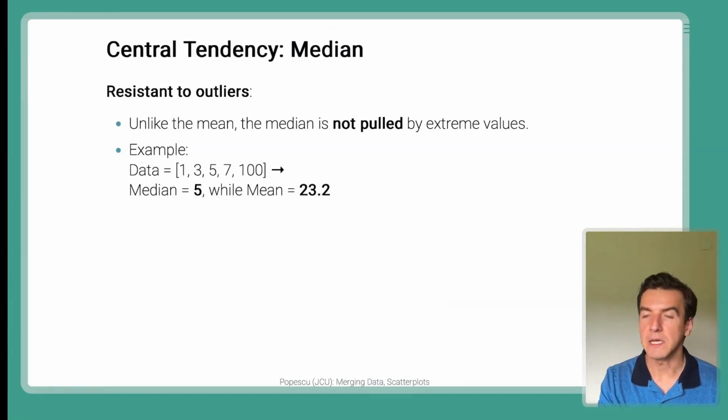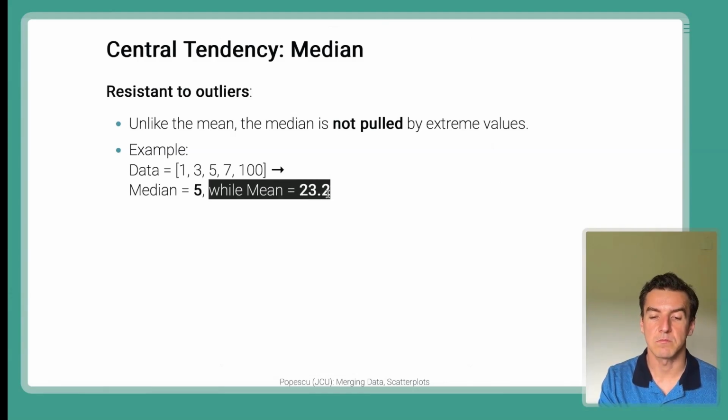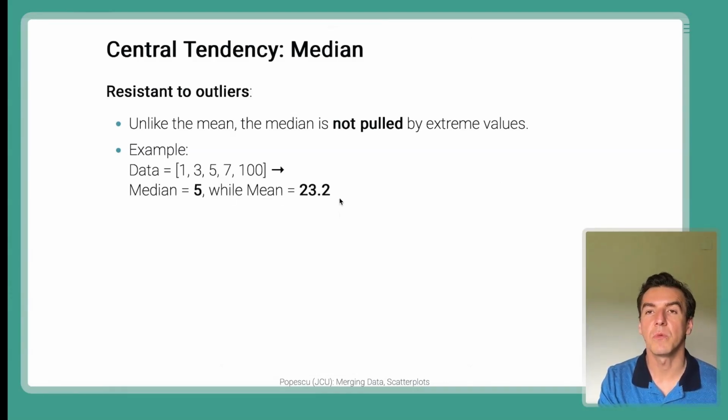So unlike the mean, the median is not so affected by the presence of outliers. So if we look at the previous data set, 1, 3, 5, 7, 100, the median here is simply the middle value, which is 5. The mean, if you remember from the previous slide, will be 23.2. So do you see how 5 is so much closer to these 4 values compared to 23.2? So this is an important example showing how the median is not pulled by extreme values.